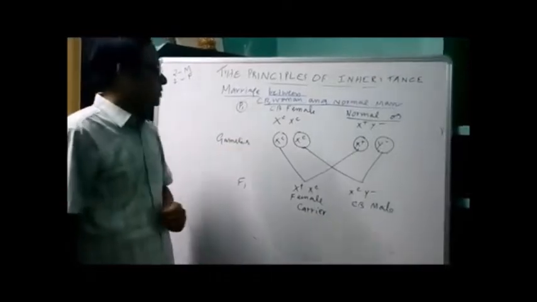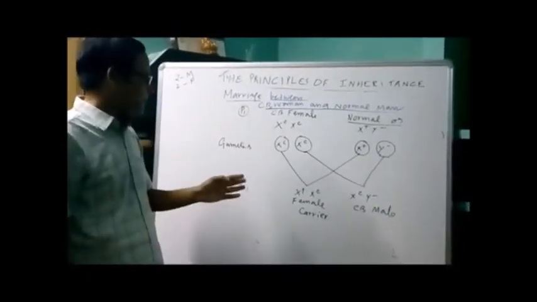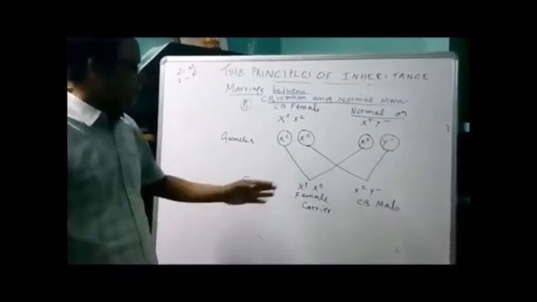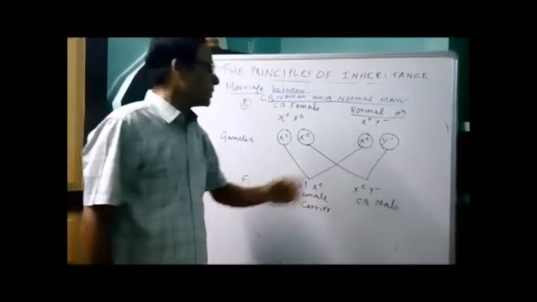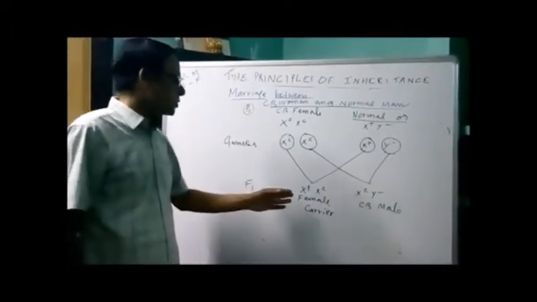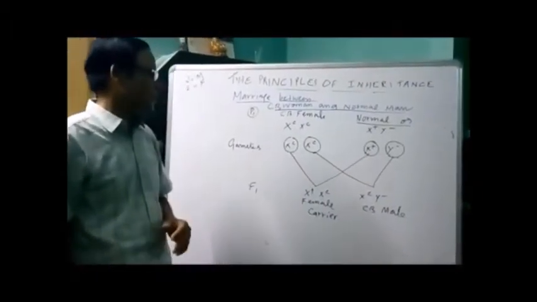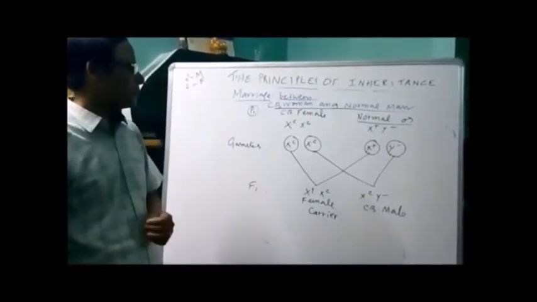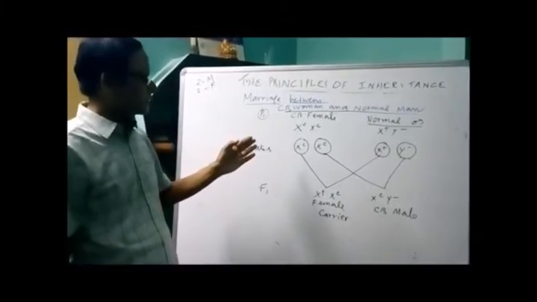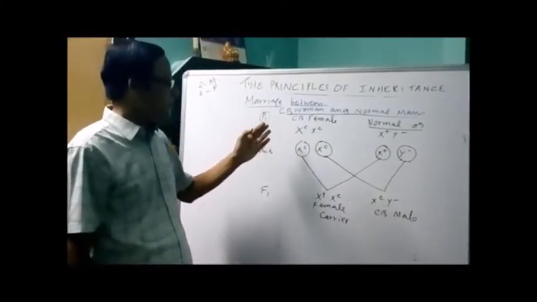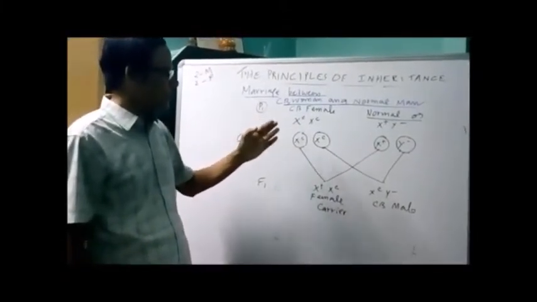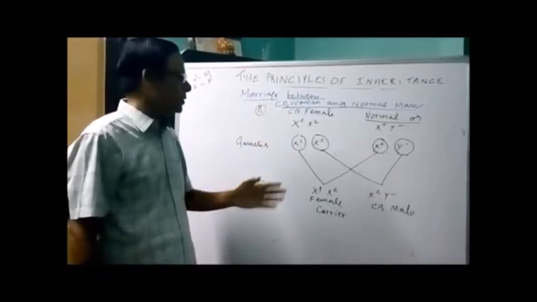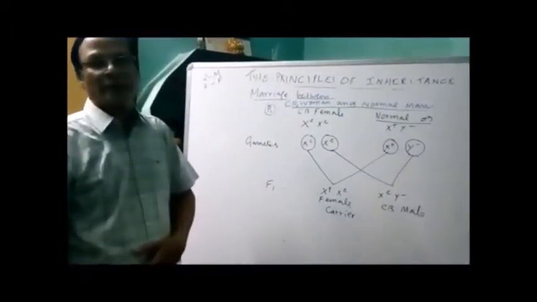Now in this marriage, in the F1 generation, all the sons are colorblind and all the daughters are normal but carriers. So the character, or the gene, is transmitted from female to male and male to female. That's why it's called crisscross inheritance.